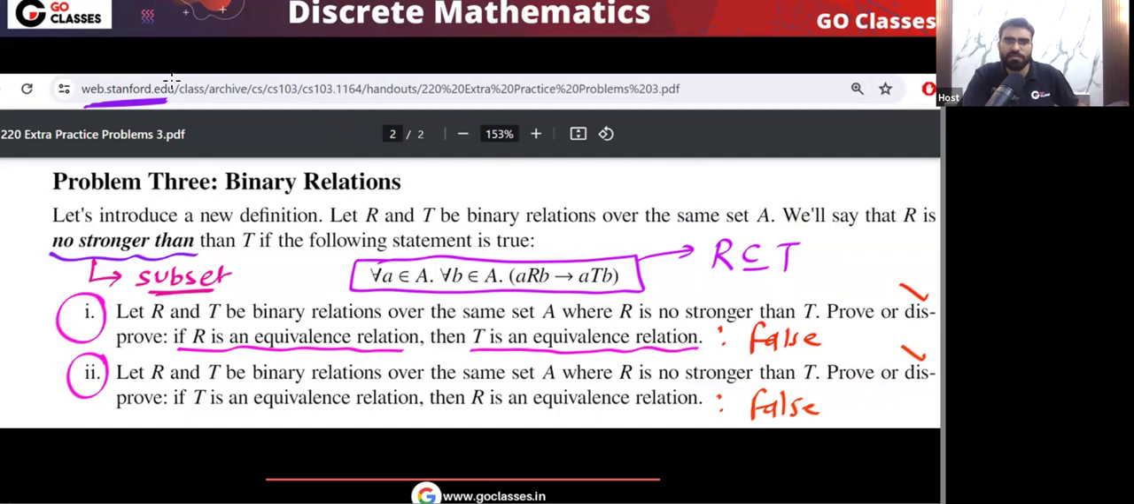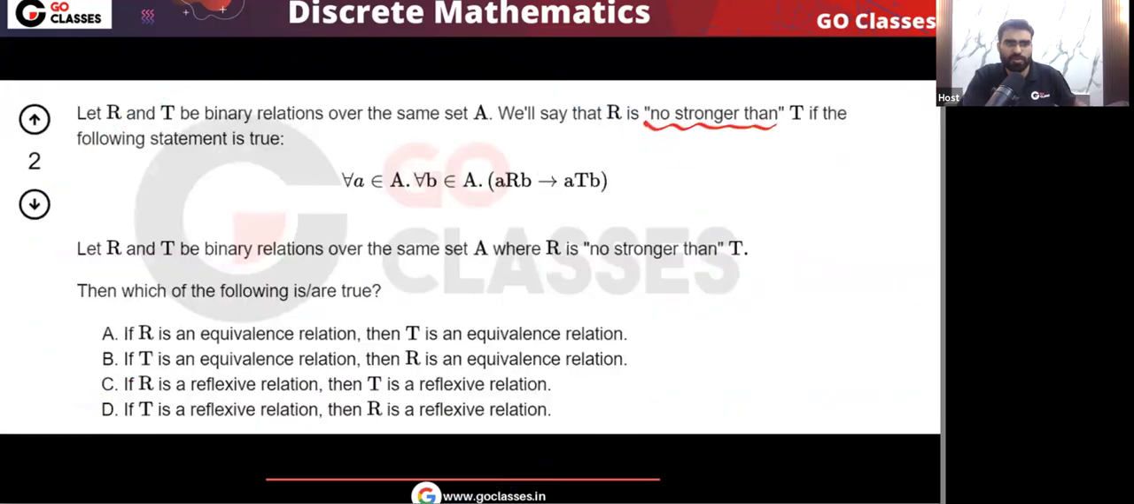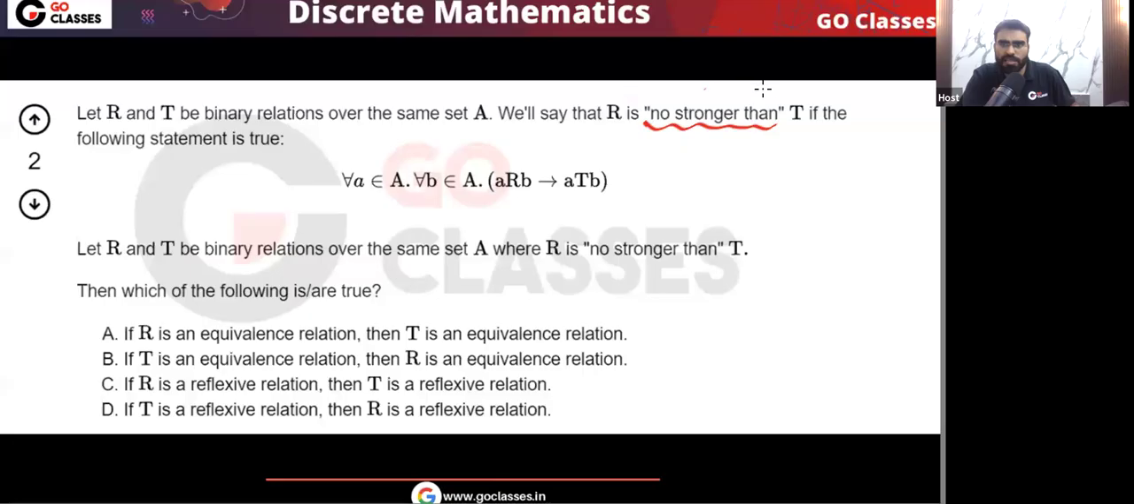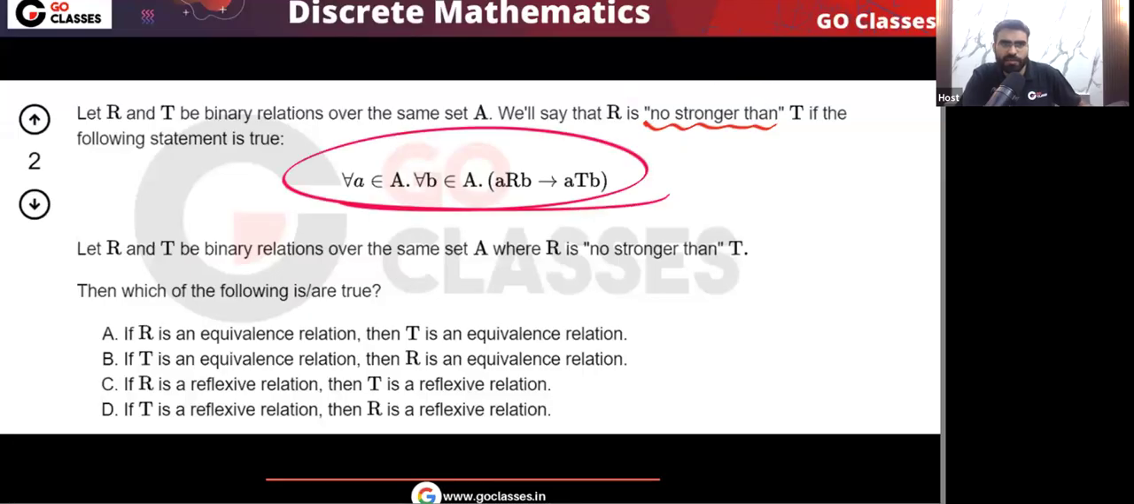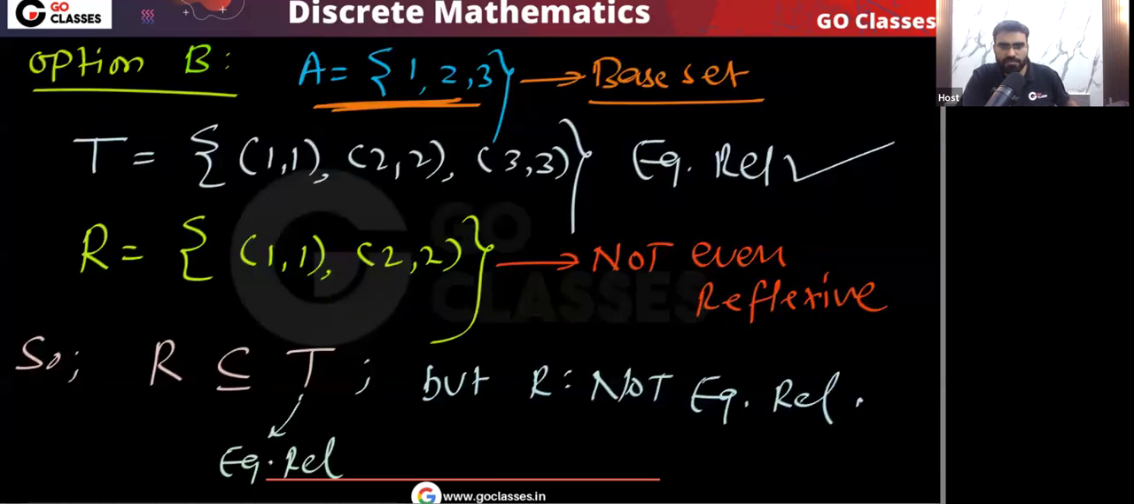This is your Stanford question. Please tell me, did you understand? This question we gave in our weekly quiz, and for this question the answer will be only option C. Is this clear to everyone? So remember, in this question all you have to do is understand this definition. We are saying R is no stronger than T if this statement is true. And this statement is saying that if any ordered pair belongs to R, then that also belongs to T. Means R is a subset of T. Okay. So very simple.